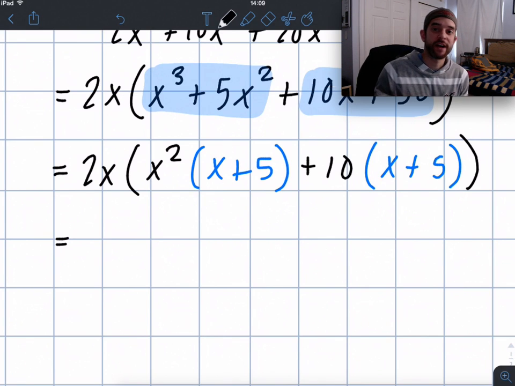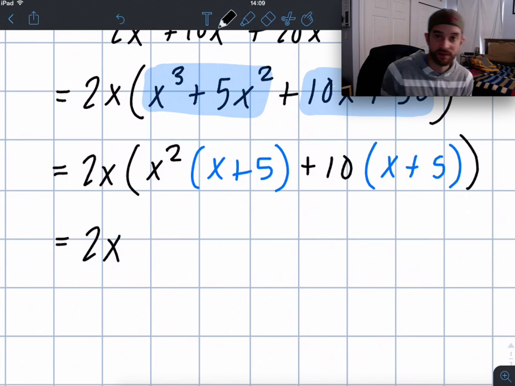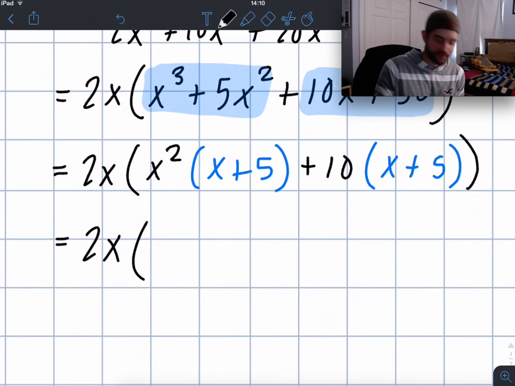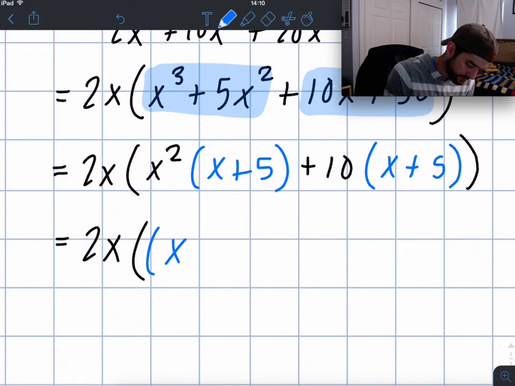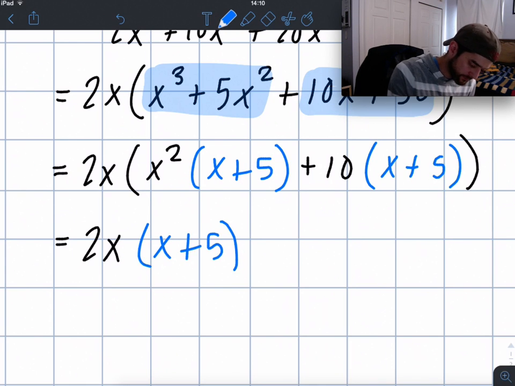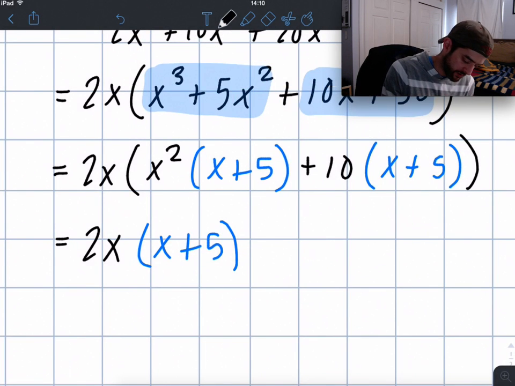This 2x that we factored out at the beginning has to go along for the ride, and mostly because it's a factor of it. And inside those parentheses, I'm going to factor out an x plus 5. And I think we don't need that other set of parentheses. So I factor out the x plus 5 from those two terms, and I get x squared plus 10 left over.